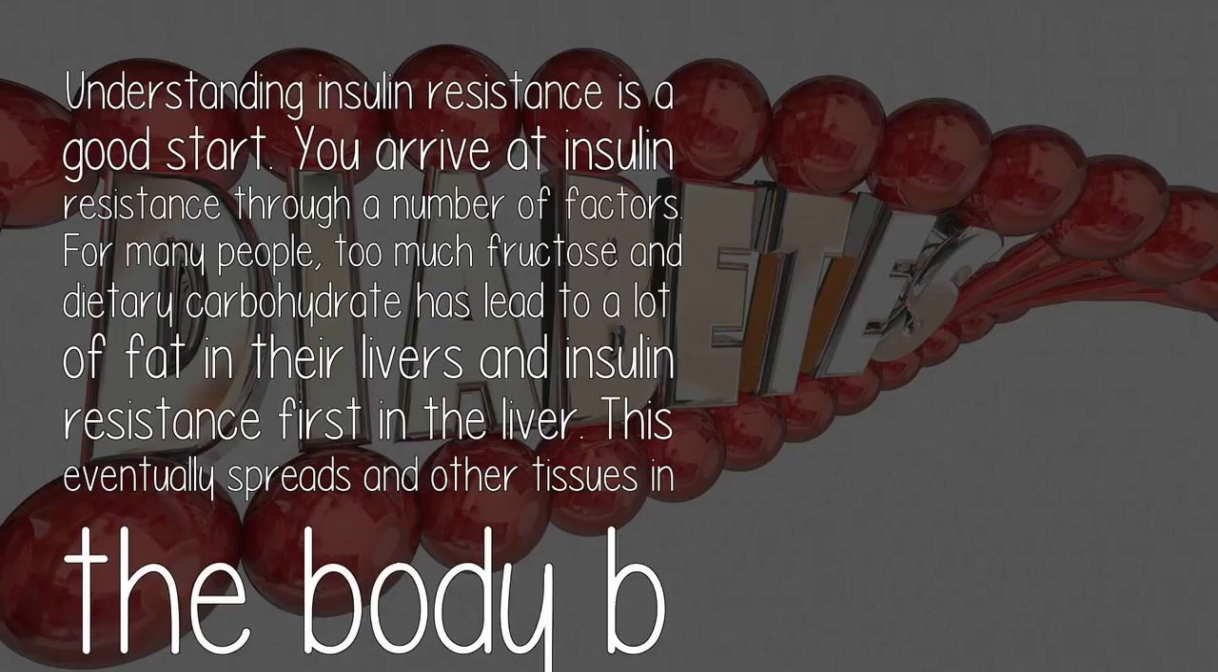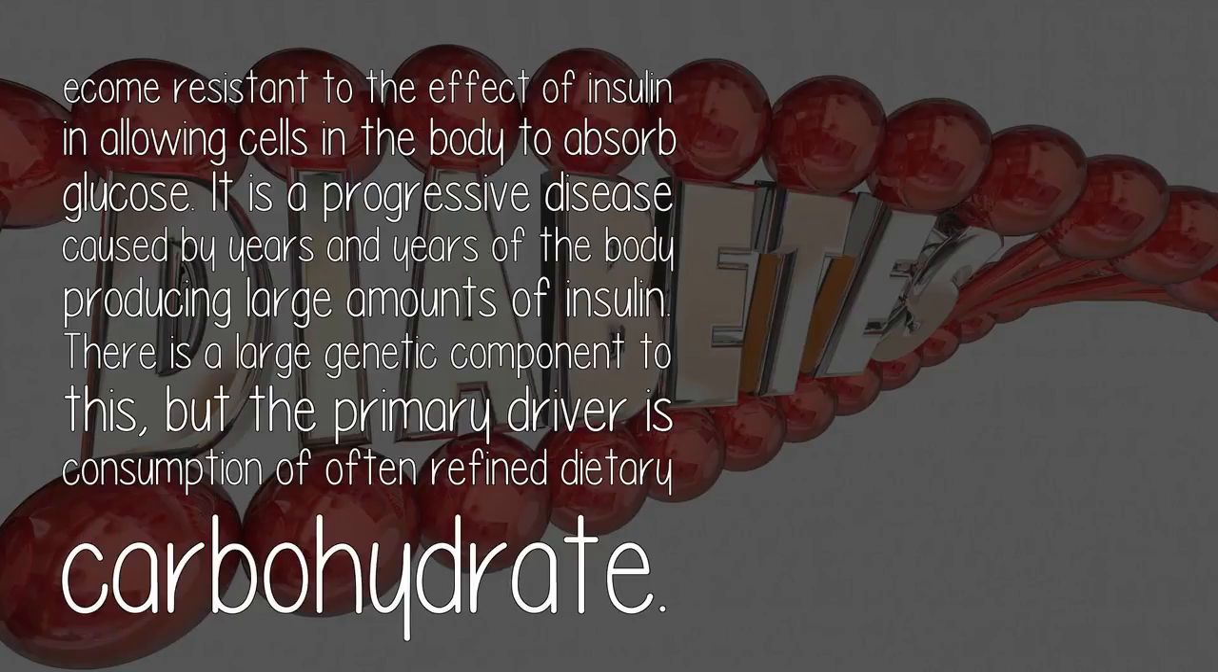Understanding insulin resistance is a good start. You arrive at insulin resistance through a number of factors. For many people, too much fructose and dietary carbohydrate has led to a lot of fat in their livers and insulin resistance first in the liver. This eventually spreads and other tissues in the body become resistant to the effect of insulin, which allows cells in the body to absorb glucose. It is a progressive disease caused by years and years of the body producing large amounts of insulin. There is a large genetic component to this, but the primary driver is consumption of often refined dietary carbohydrates.